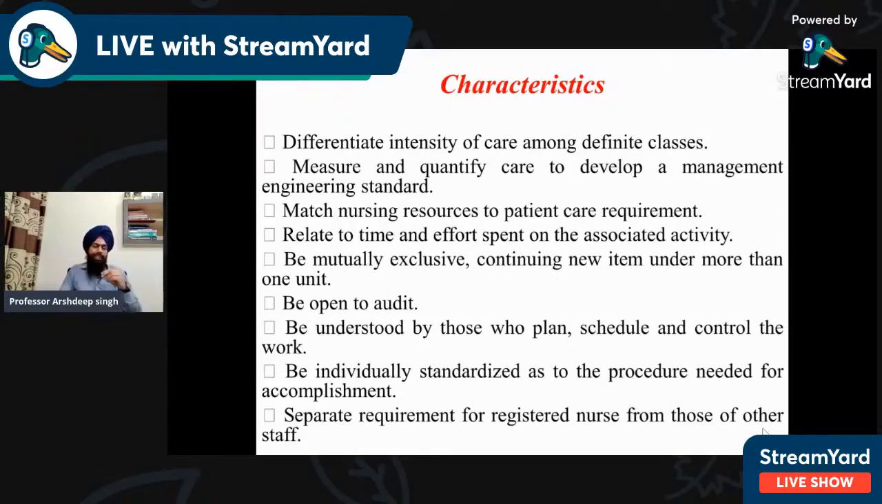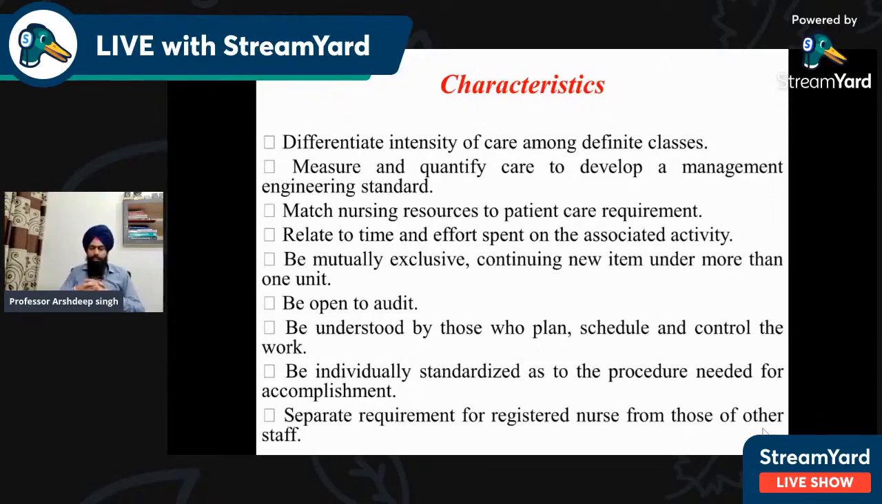So these are the different characteristics that we have to audit the work done under the PCS. It should be auditable. Okay, we can evaluate the specific characteristics of that system and be individually standardized as to the procedure needed for the accomplishment. So the PCS includes certain specified standardized criteria which have to be followed so as to provide the care to the patients.